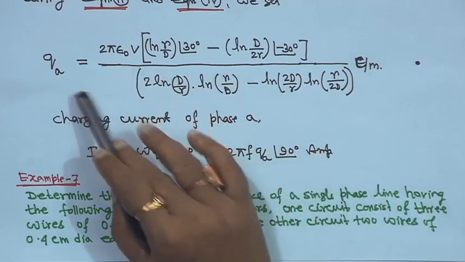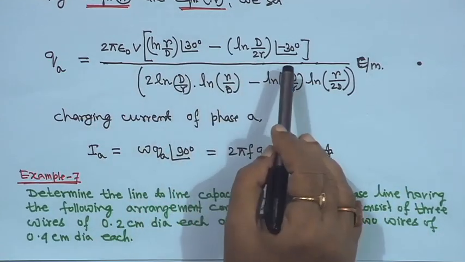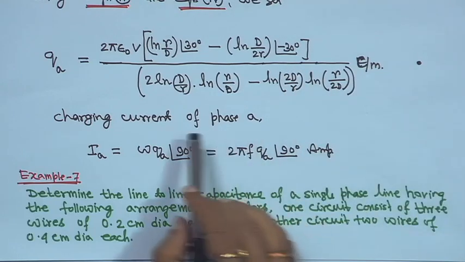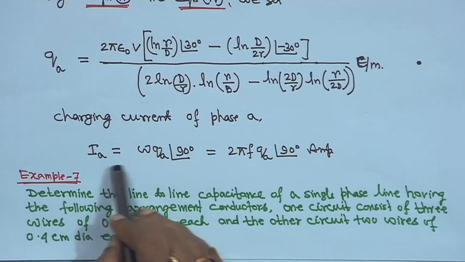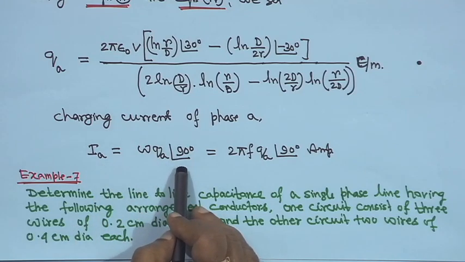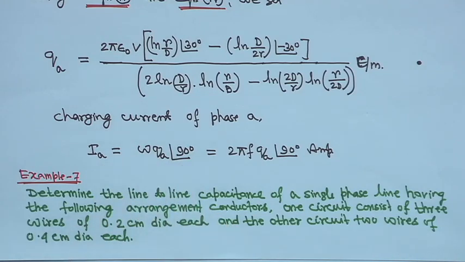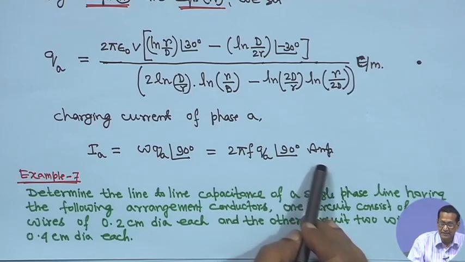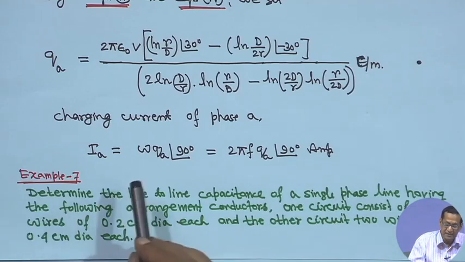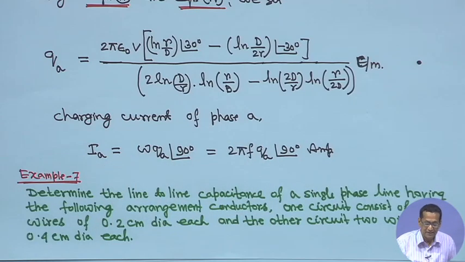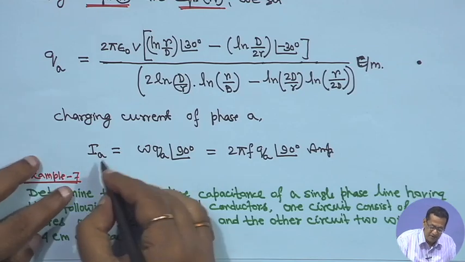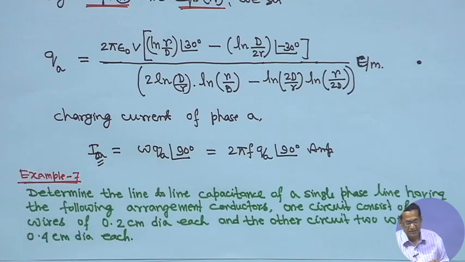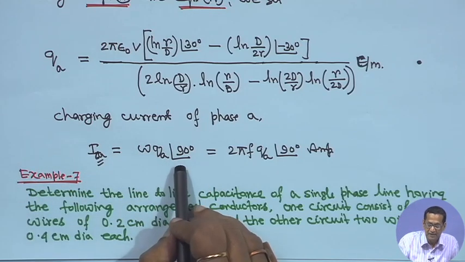This expression is complex, because you have angle 30 degrees here and angle minus 30 degrees here, because the line is untransposed, right. So, the charging current of phase A, IA, is equal to omega into QA angle 90 degrees, that is 2 pi f into QA angle 90 degrees, because this is the charging current of phase A. So, instead of IA I can put the charging current ICA, the charging current of phase A, omega into QA angle 90 degrees.